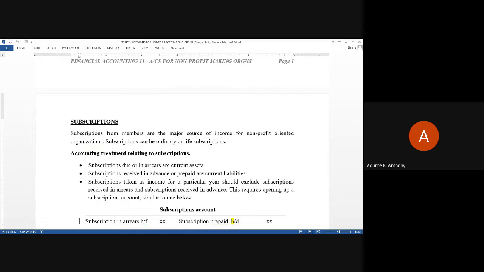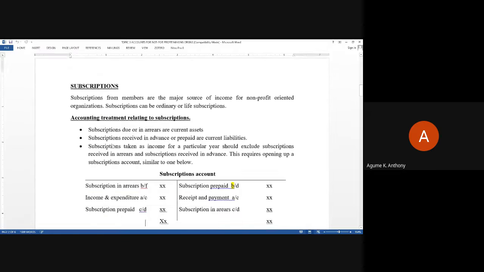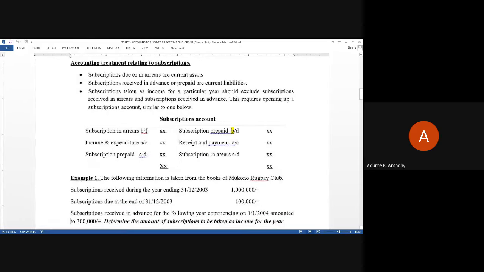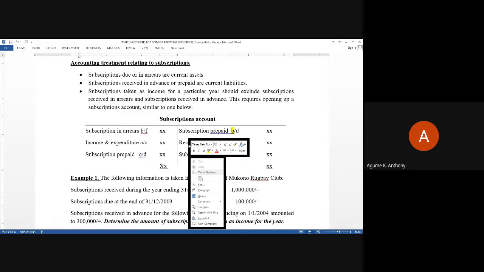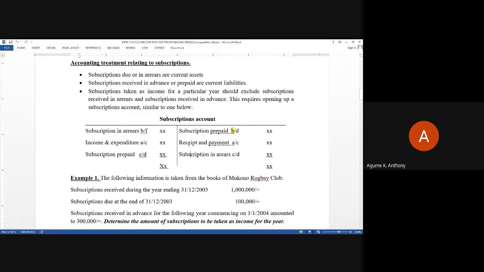This would necessitate you to open up a subscriptions account similar to the one you see below here. You have the subscriptions brought forward, which are in arrears and those that are prepaid. You have the income and expenditure account, the amounts that you've received and organized in your income and expenditure account. You have the receipts and payments account, and then you have your carried down balances, both in arrears and the one that is prepaid.